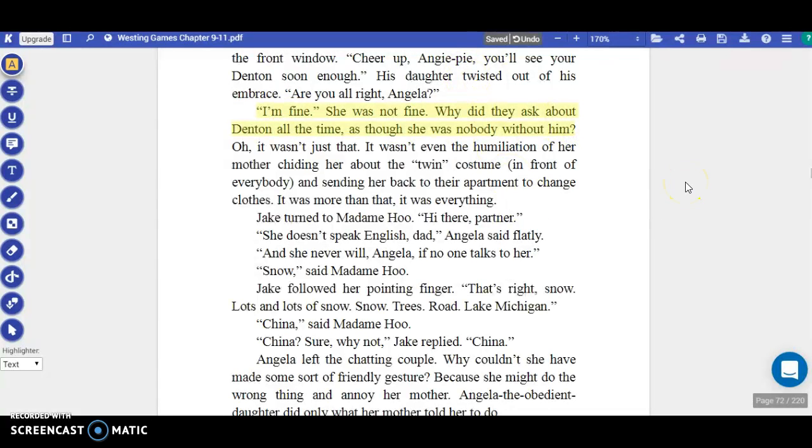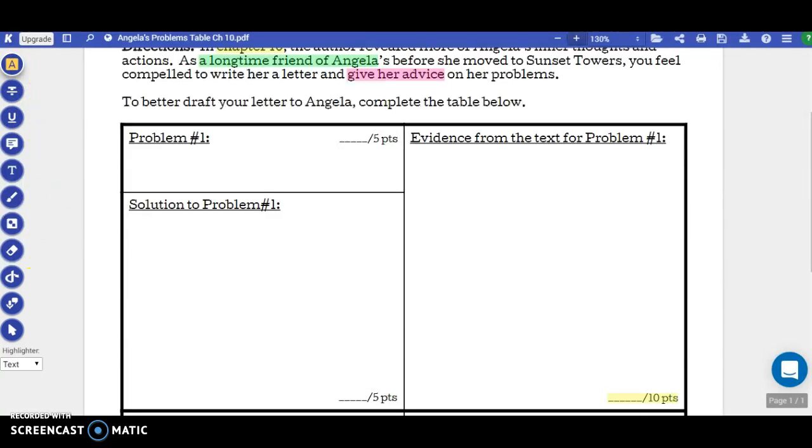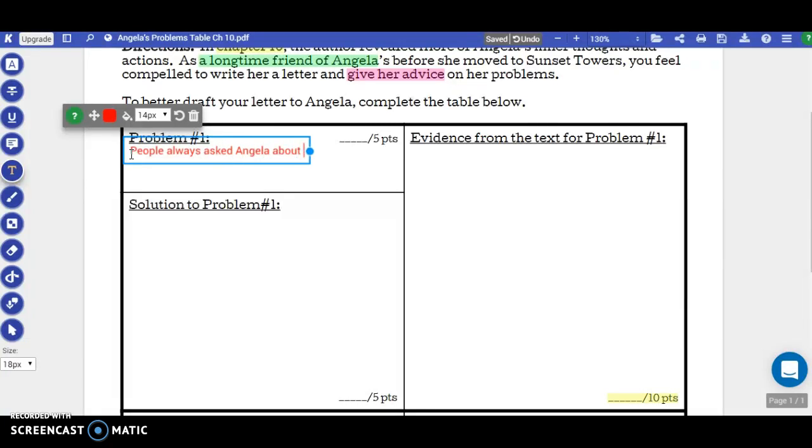So we're going to go back to our table, and we're going to go ahead and fill this in. All right, change my font size. Okay. People always asked Angela about Denton Dear as if she were nothing without him.